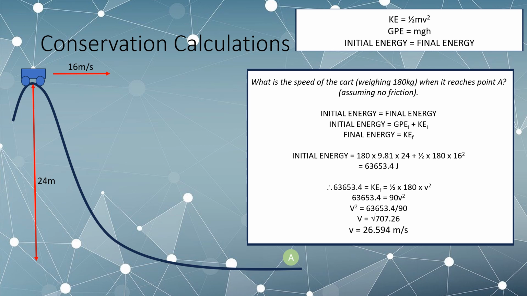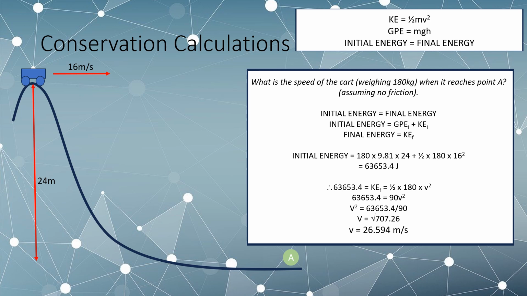Okay, we're going to look at a cart going down a hill. This is a common problem you'll see when looking at these kinds of examples and conservation of energy problems. So we know the speed of the cart at the start is 16 meters per second. We know it weighs 180 kilos and we know it's 24 meters up. Let's look at what our question is asking. What is the speed of the cart when it reaches point A? And we're assuming no friction in this system.